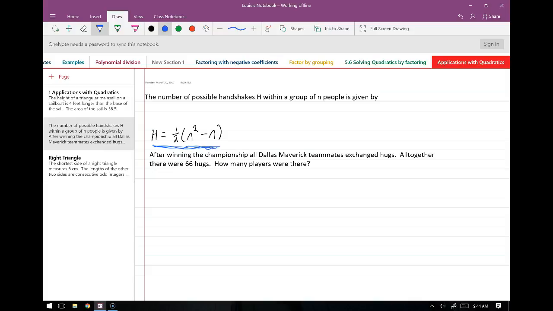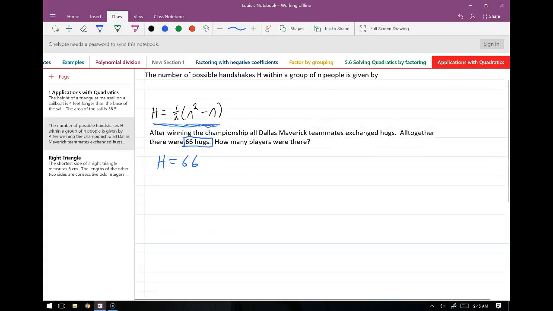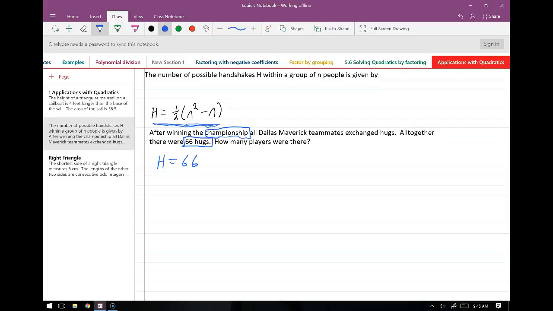Okay, so what do we do for this problem? Well, they gave us in the problem that there were 66 hugs. So we already know that h equals 66, right? And that's 66 hugs after a championship game. So there was probably a lot of sweaty dudes there. All right, gross. So h equals 66. Let's go ahead and plug that in and solve for n, right? Because the question asks, how many players were there? We know that n equals the number of players, so that's what we need to solve for.